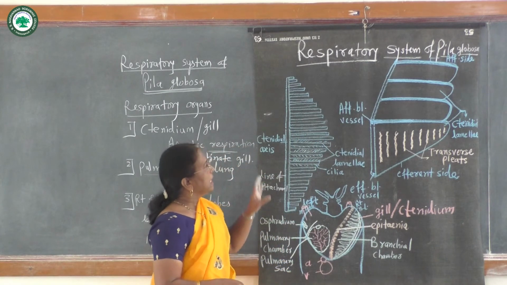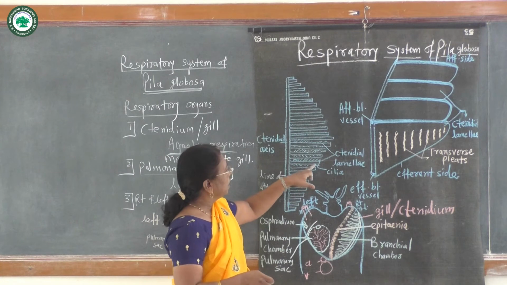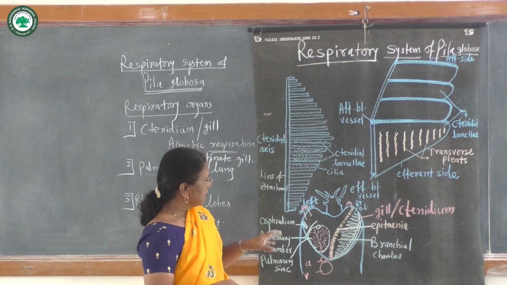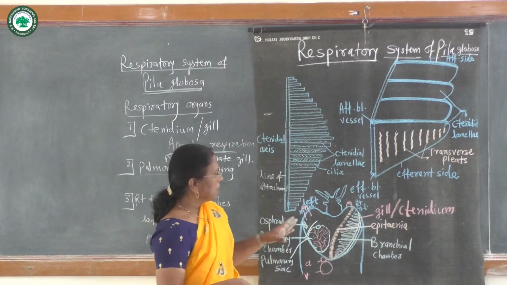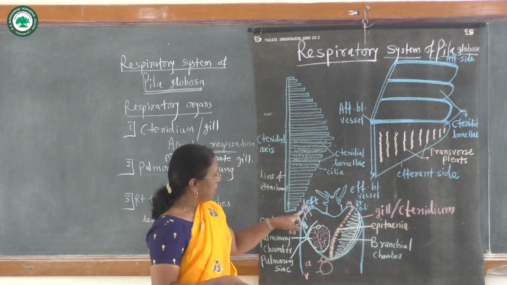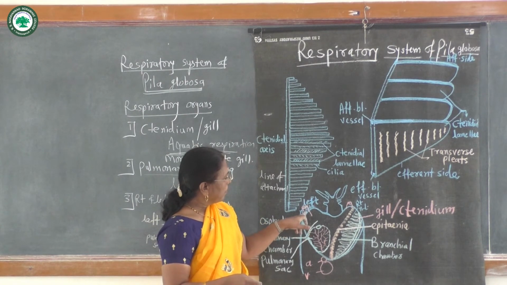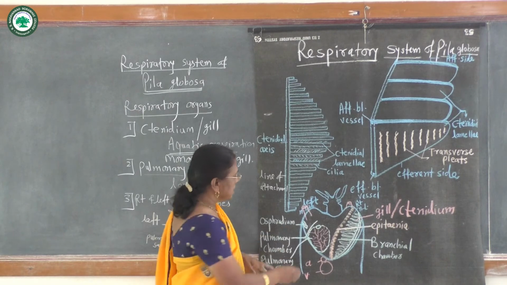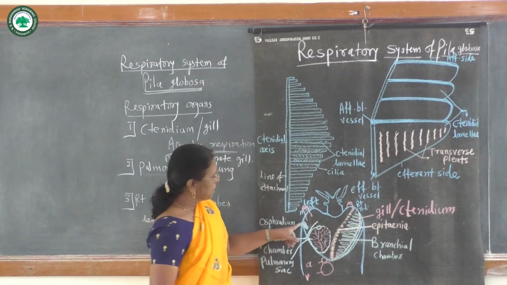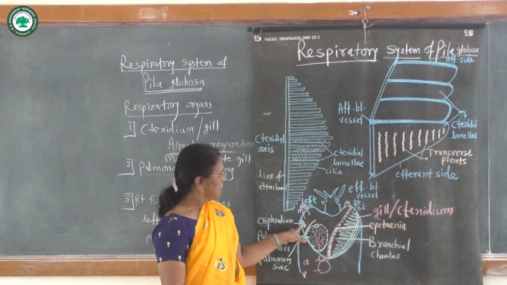Then each lamella shows beating due to the presence of this cilia. Here you can see when water enters through the left buccal lobe, here there is the leaf-like process called the osphradium. This osphradium serves to test the nature of water.